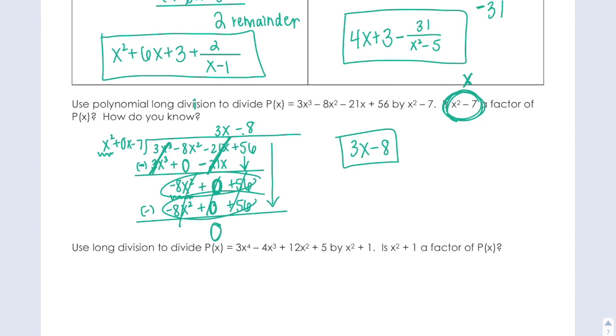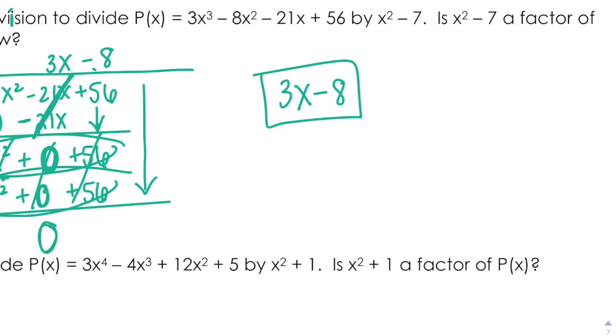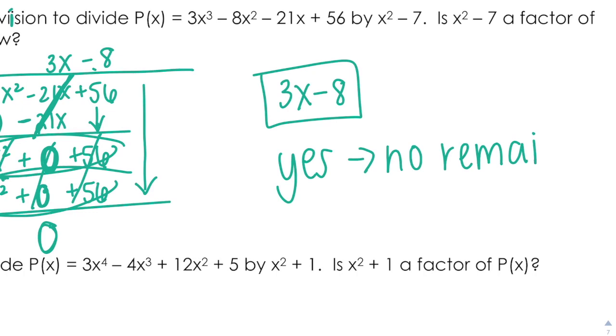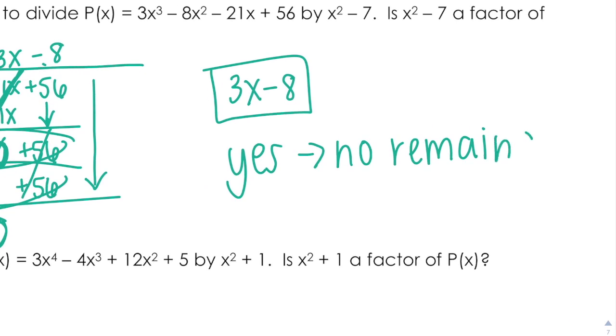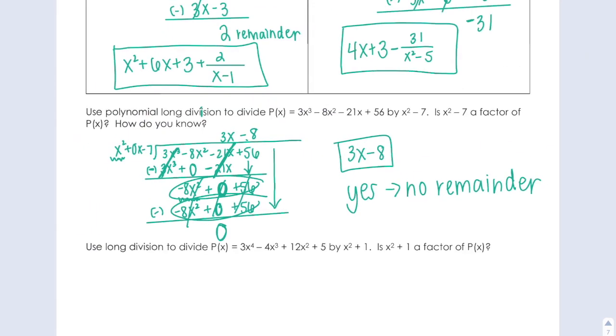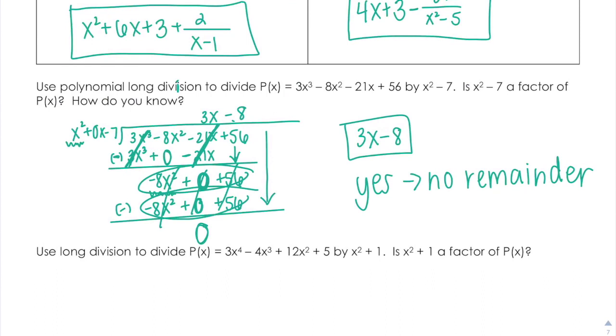So is x squared minus 7 a factor? Yes. How do I know? Because there's no remainder. If it goes in evenly and there's no remainder, then that means that it's a factor.